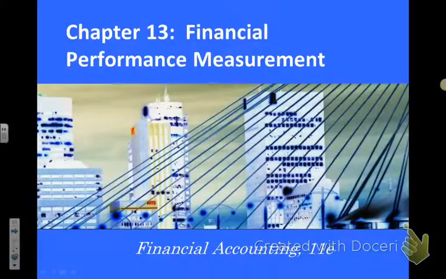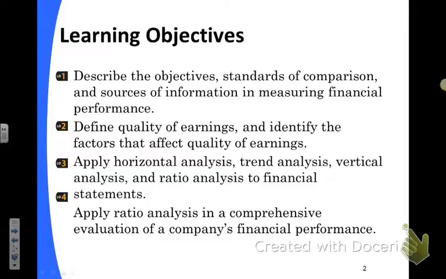Hi, we're moving into Chapter 13, Financial Performance Measurement. So, in this chapter, we are going to describe the objectives and standards of comparison and sources of information in measuring financial performance. We are going to define quality earnings and identify factors that affect quality of earnings.